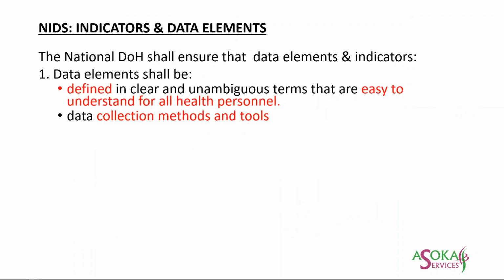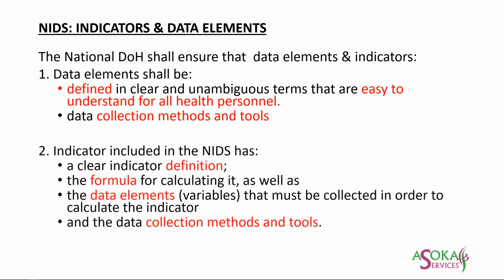Let's look then at what the indicator and the data element are. What is it that we need to expect from them? The data elements, with every 2 years when they are reviewed, must be defined in a way that all healthcare personnel can understand, and it needs to tell us how we are supposed to collect it, at which point, and which tools we are supposed to use. They're supposed to provide all of these.